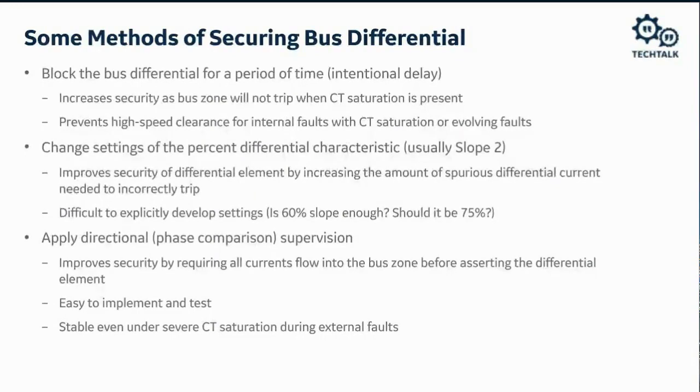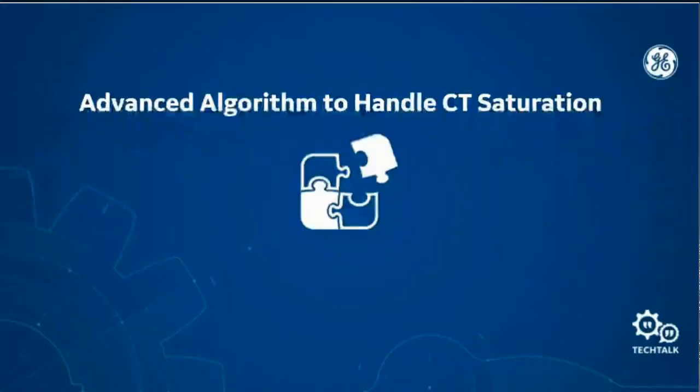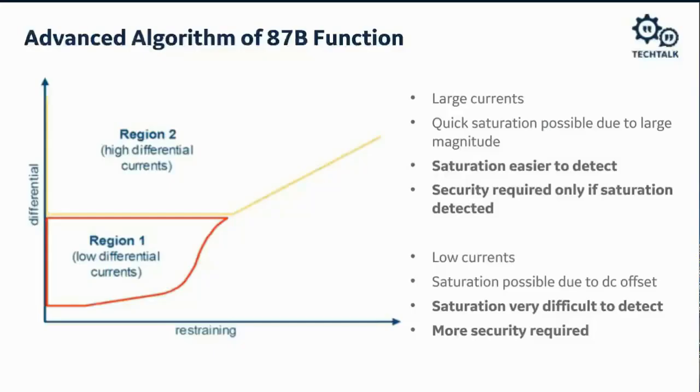So if we talk about the advanced algorithm to handle CT saturation, I mentioned we split the curve into region 1 with a low slope curve, and then region 2 with a high slope curve. That was previously mentioned. In region 2, we can reliably detect CT saturation because we know how the characteristics are going to go from T0, T1, and then to T2. So we can reliably detect CT saturation.